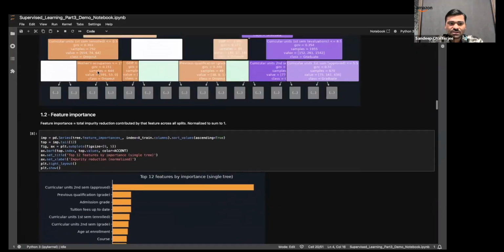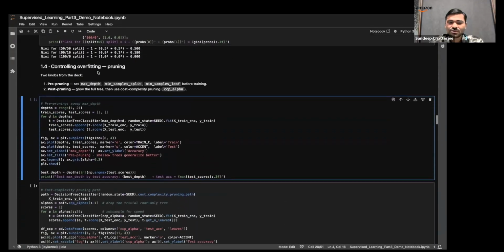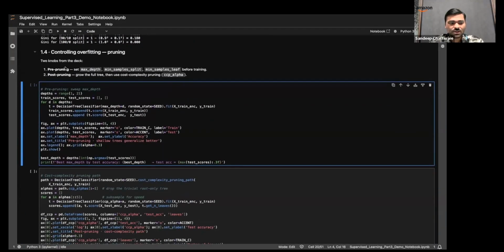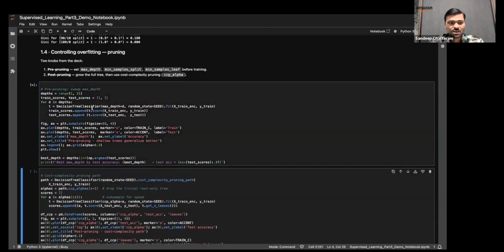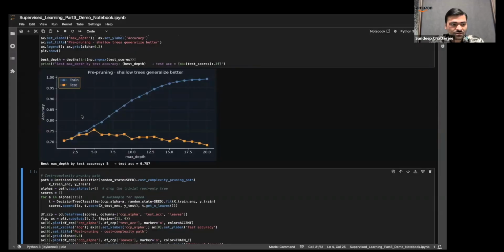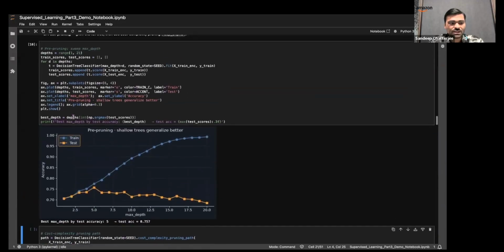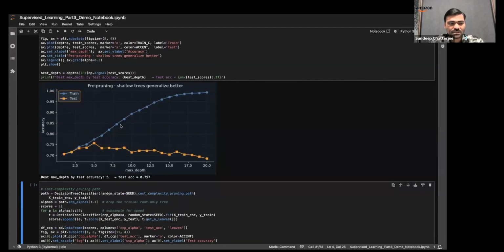This decision tree we did was overfitting, right? We did not do any pruning at that time. We have two knobs from the deck: pre-pruning and post-pruning. Let's do the pre-pruning steps. Here we have limited max depth at training time. We see depth from 1 to 20, and then we plot train and test accuracies. The test accuracy plateaus at around depth 6 to 8, while the train accuracy keeps climbing. The gap between the two curves is the overfitting gap.